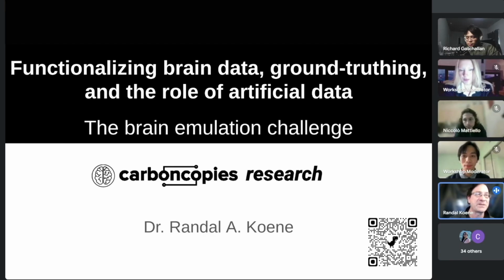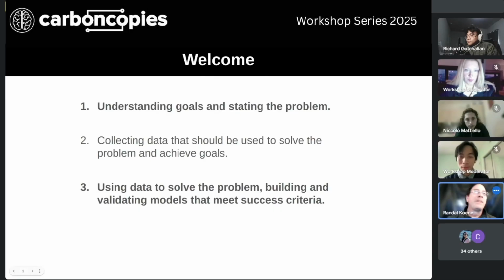So why this set of subtopics? In short, we could abbreviate the problem of brain emulation as follows. Step 1: understanding goals and stating the problem in a useful way. Step 2: collecting data that should make solving the problem and achieving goals possible. Step 3: using data to solve the problem by constraining and initializing a model, and by parameterizing and validating the model to ensure that goal-directed success criteria are met.